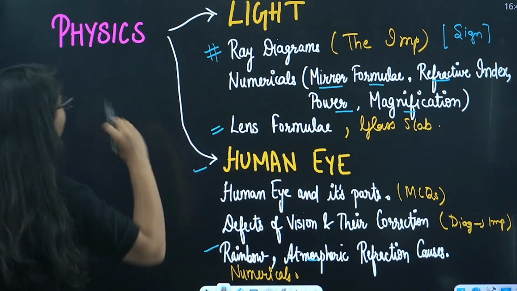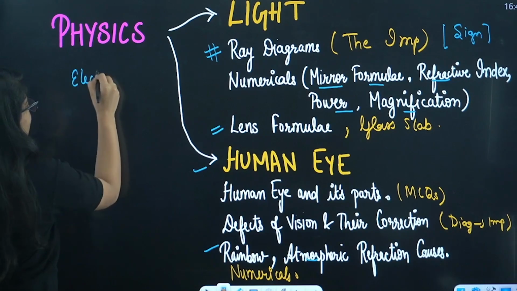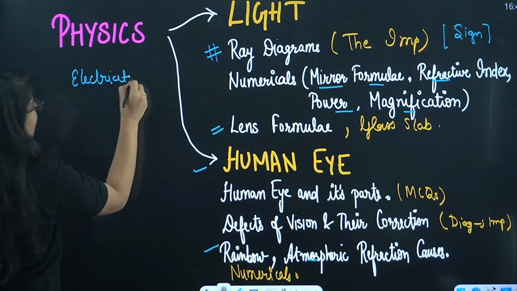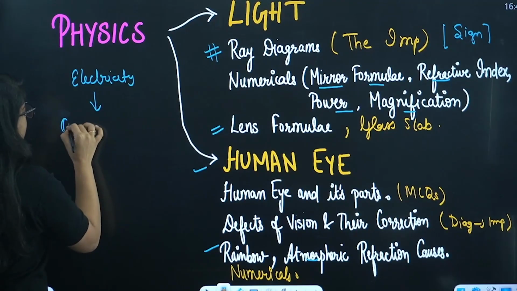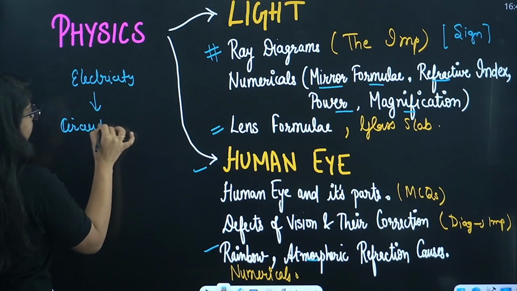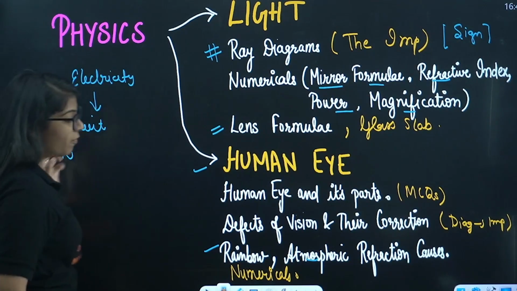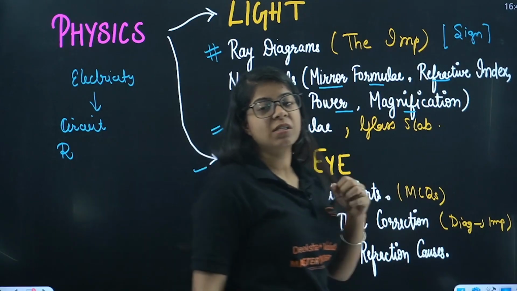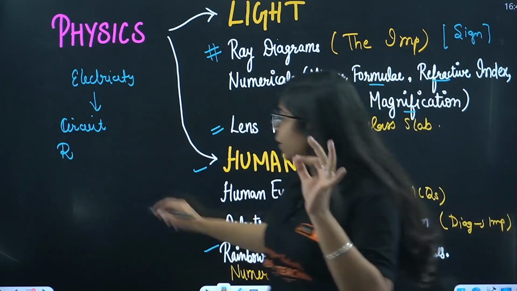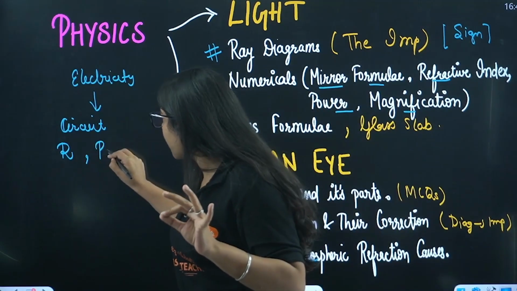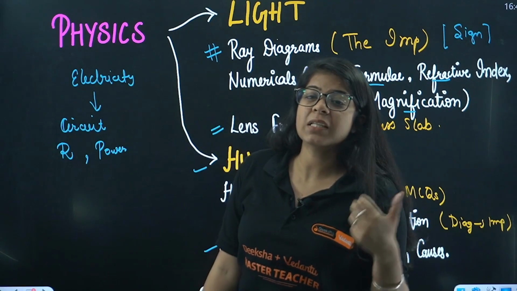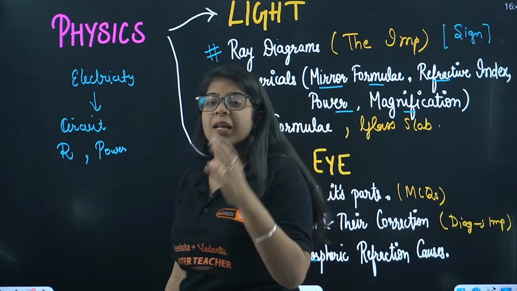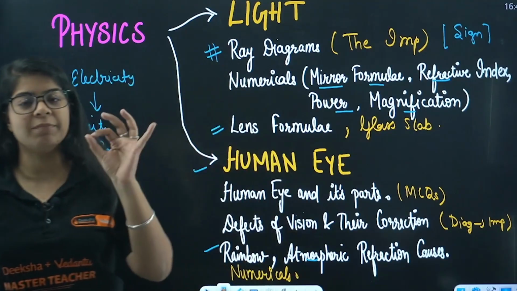Now if some of you do have the chapter electricity, in that beta, the circuit diagrams are very important. The part of resistance, parallel combination, series combination, again numericals will come from that. The power topic is very important. So these are some important topics in your chapter electricity. So don't miss these.